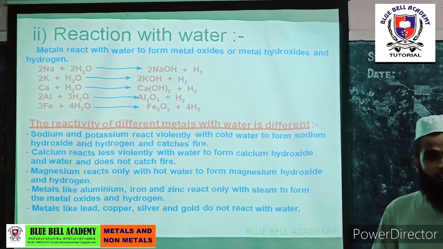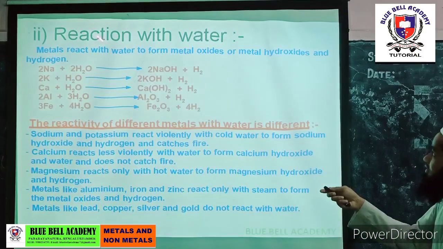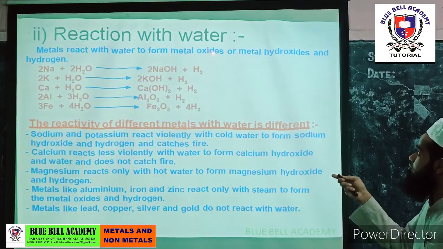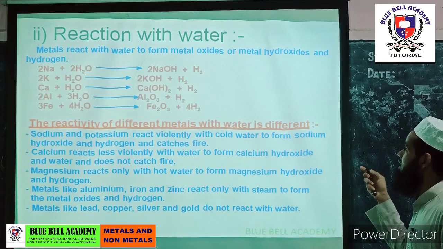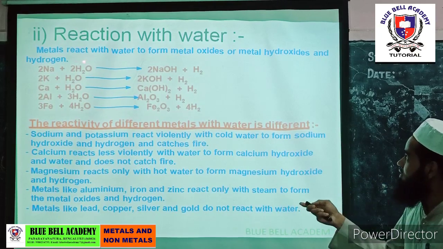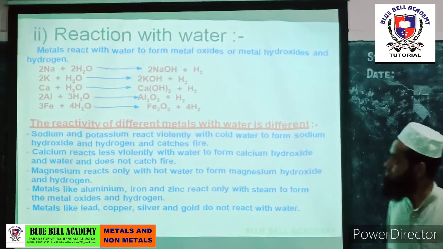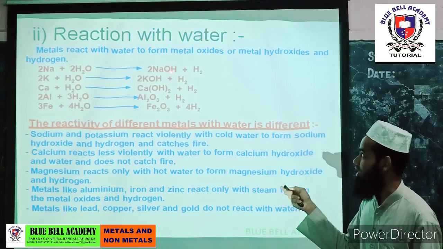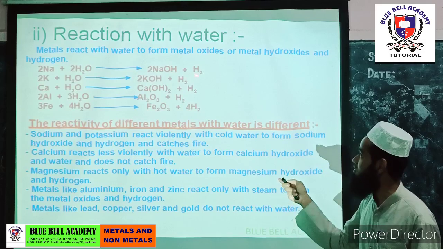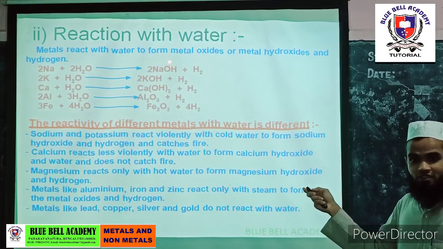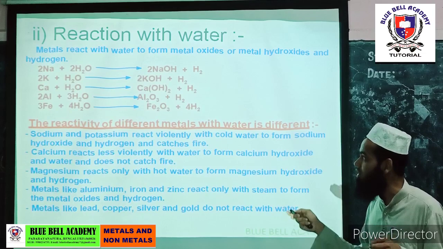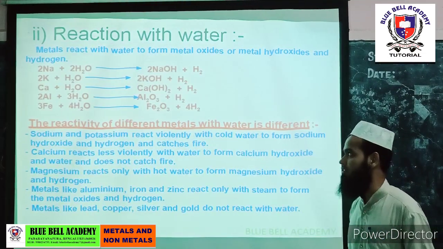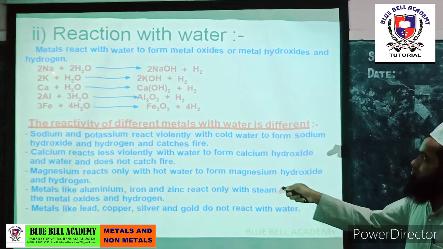Let's move on to the next chemical property of metals, that is reaction with water. Metals react with water to form metallic oxide or metal hydroxide, and along with that they liberate hydrogen gas. For example, sodium reacts with water to form sodium hydroxide, which is basic in nature, and along with that it liberates hydrogen gas. This is a point to be remembered: when any metal reacts with water, it liberates hydrogen gas. In the same manner, potassium and calcium.